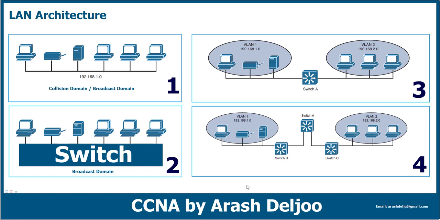LAN architecture. In this video, I'm going to talk about local area network, or LAN, architecture. You know that in previous videos, we have talked about many topics related to the LAN. We have learned about Ethernet and different versions of Ethernet, such as Fast Ethernet, Gigabit Ethernet, 10 Gigabit Ethernet, and so on. Also, we have learned about the layer 1 media that we have on today's LAN. For example, we have learned about twisted pair cables and also about fiber optic.